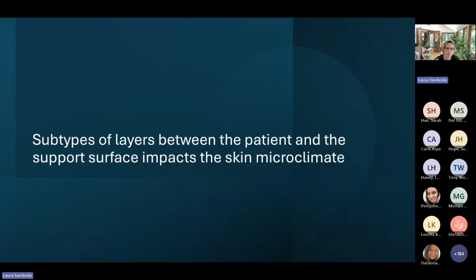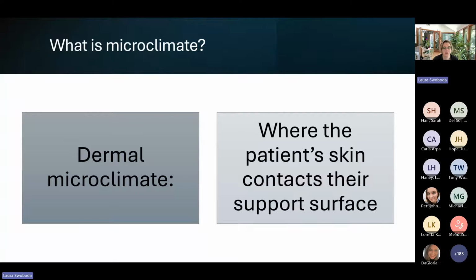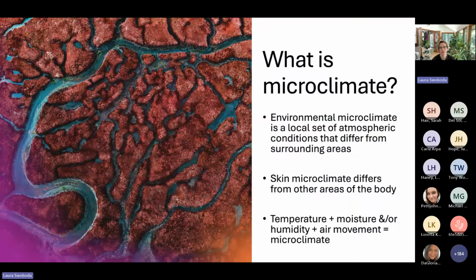The subtypes of layers between the patient and the support surface impacts the skin microclimate. So it's not just the number of layers, it's the type of layer as well that is going to impact the skin microclimate. What is the microclimate? The dermal microclimate is defined as where the patient's skin contacts the support surface. So what is that microclimate at that interaction between the therapeutic support surface and the patient's skin?